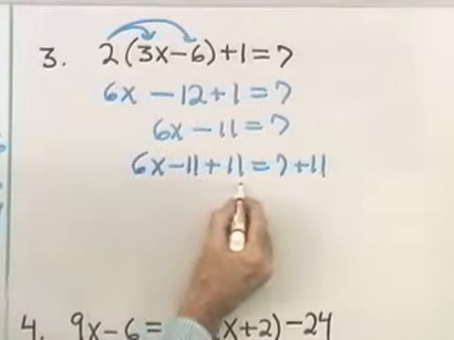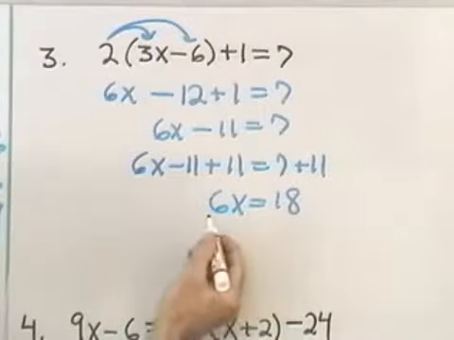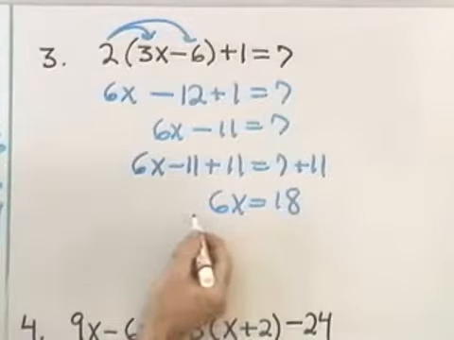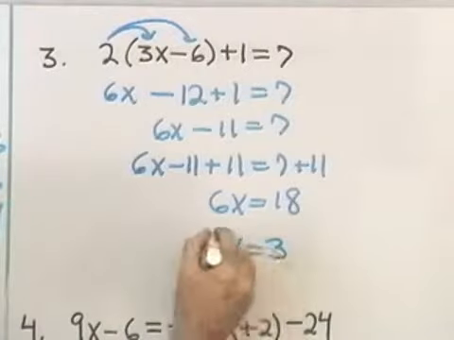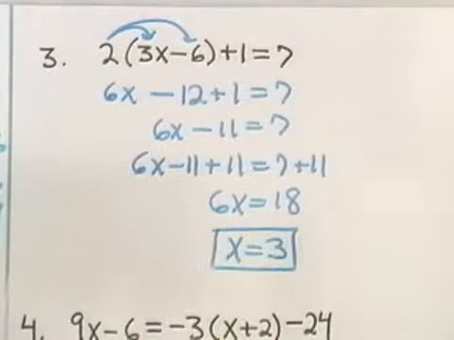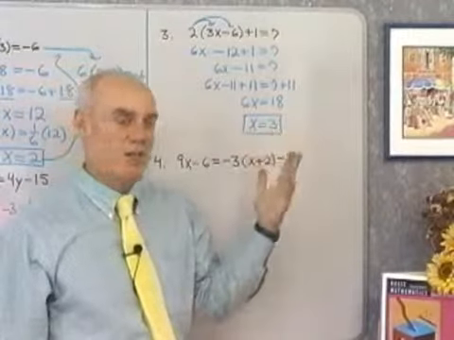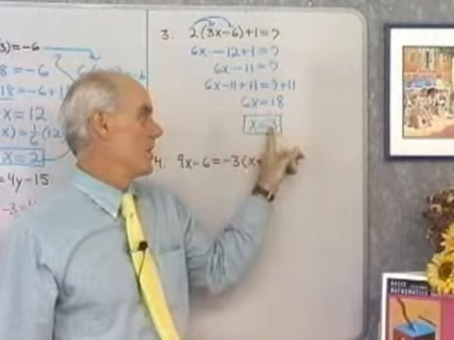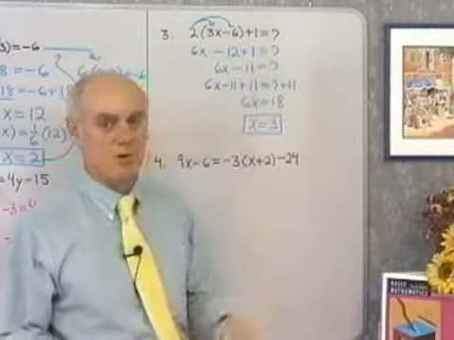6x plus 0 is 6x. Now, 6 times x is equal to 18. If I multiply both sides by 1/6, I'll get x is equal to 3. So 6 times 3 is equal to 18, and I can either solve that by inspection, just by looking at it, or I could multiply both sides by 1/6 and get that x equals 3. This will check if I put it back into the original equation.